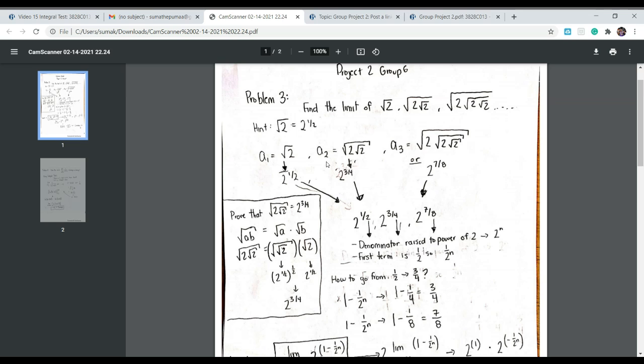So what I did was I used the hint, so it's 2 to the 1/2 for the square root of 2. For the second term, it's 2 to the 3/4, and the third term, it's 2 to the 7/8. Sorry about that. I just simplified this.